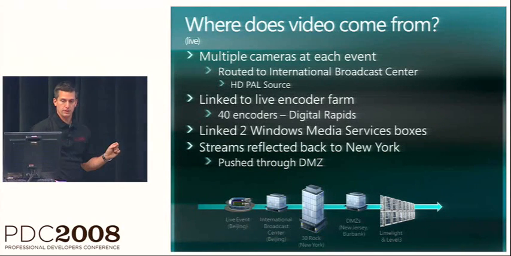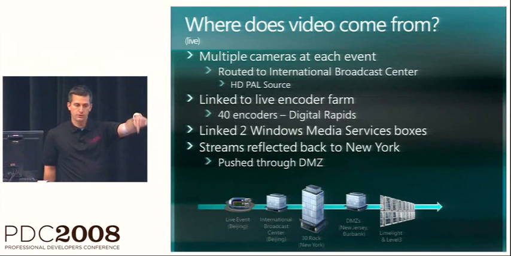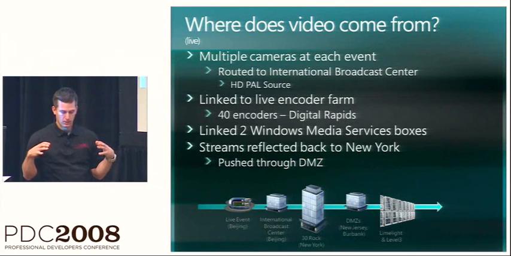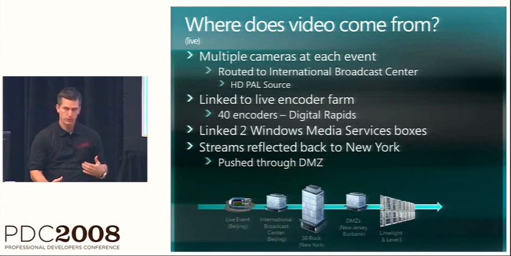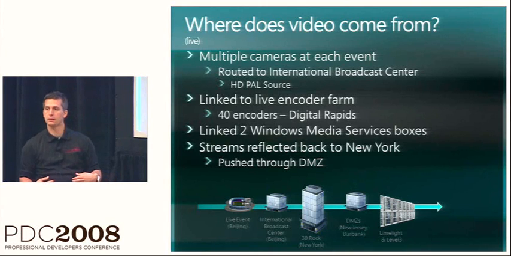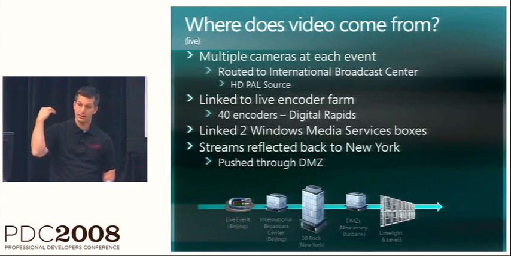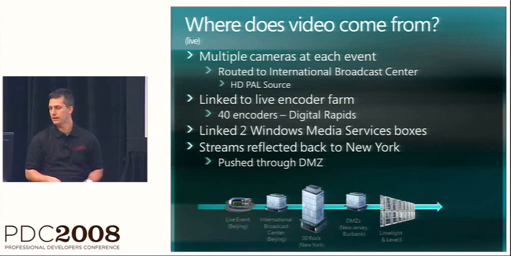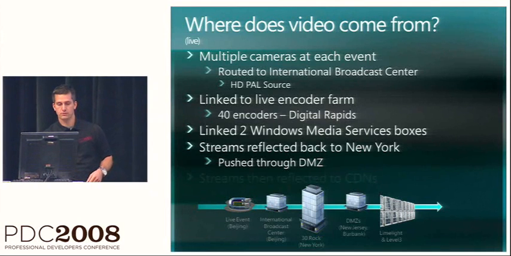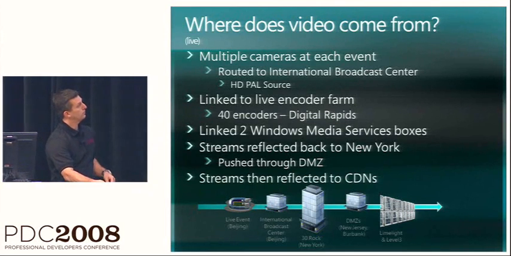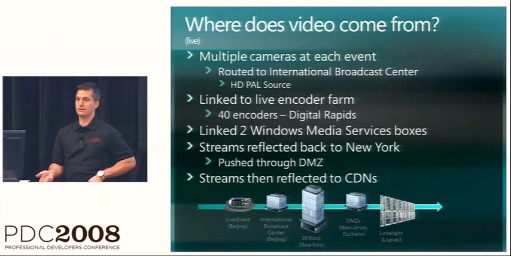Then what we did was we took those and ran them across the DS3 line that I showed you. They went to New York to 30 Rockefeller Center, where they had basically mirrored Windows Media Services boxes behind their firewall that they could control. Like if there was an oh crap moment and they needed to shut down a feed, they could shut it down right there. But then that got patched through to the DMZ. So they had another set of Windows Media Services boxes, which would then ultimately be reflected out to the CDNs.